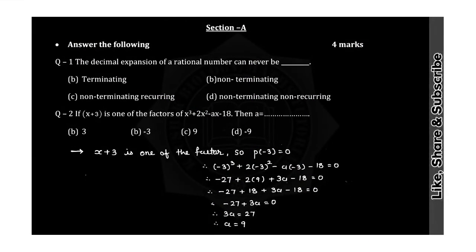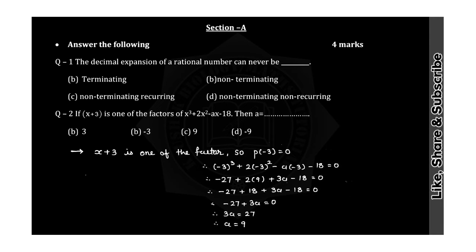So we start with section A. In section A, we have to answer the following questions, and each question has 1 mark, and the total marks of section A is 4 marks. Now the first question is, the decimal expansion of a rational number can never be.